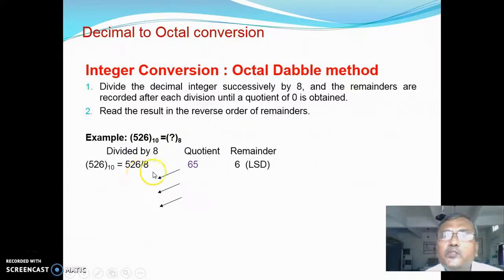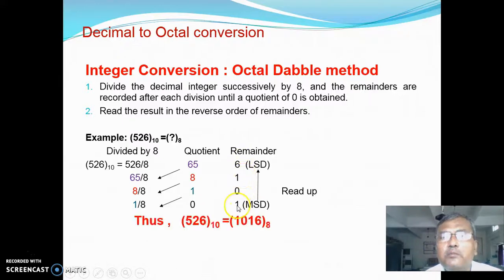Then we divide this 5265 by 8 and write down the quotient, that is 658, and the remainder is 1 here. Then divide 658 by 8 and write down the remainder. This process continues till the quotient becomes 0. Then we collect all these remainders in reverse order, that is from bottom to top. Hence 5265 to the base 10 corresponds to 1016 to the base 8 here.